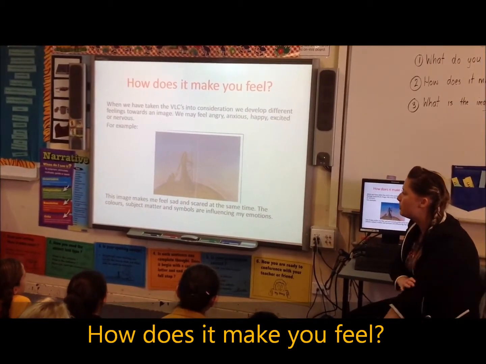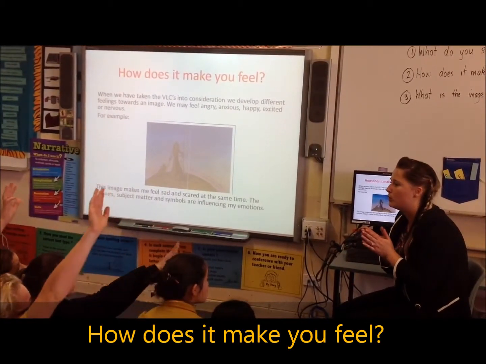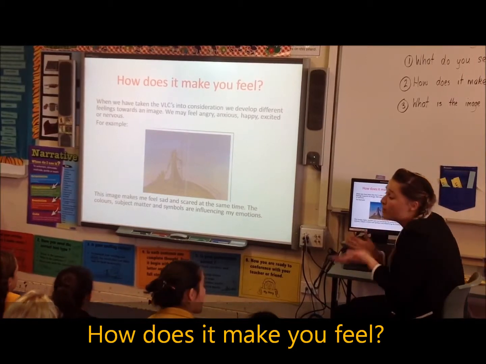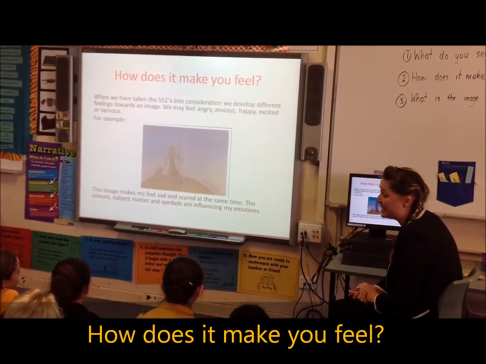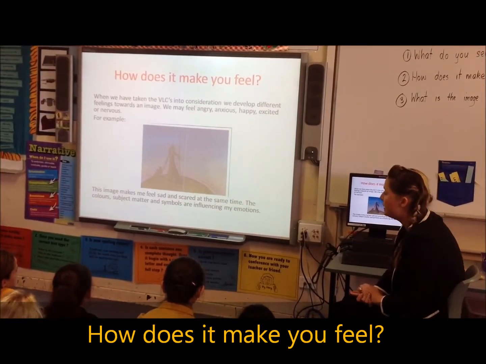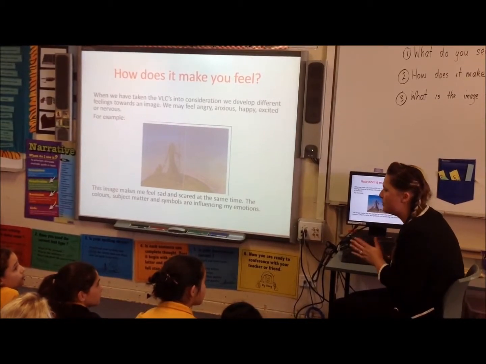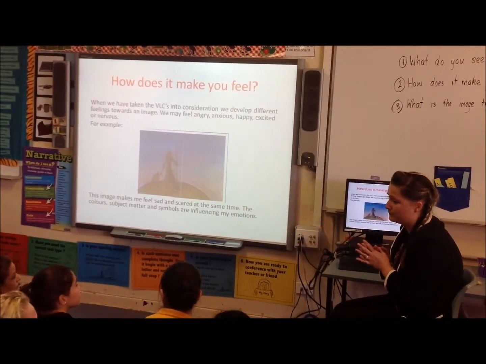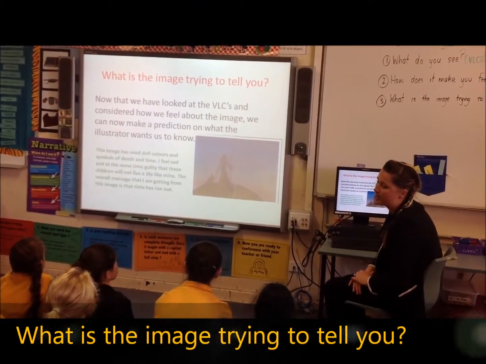So we've looked at this book before. Where is this image from? What book? Aiden? Dust, excellent. So we're familiar with this image. This image makes me feel sad and scared at the same time. The colours, subject matter and symbols are influencing my emotions. Can someone explain how they're influencing my emotions? Christy? The colours are dark and dull. Okay, excellent.